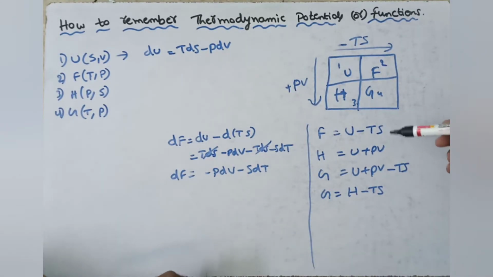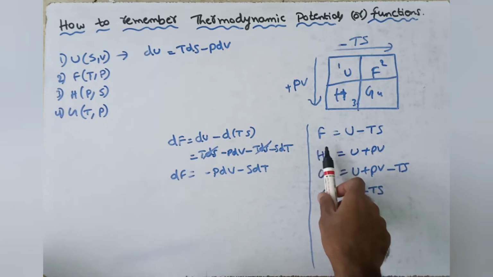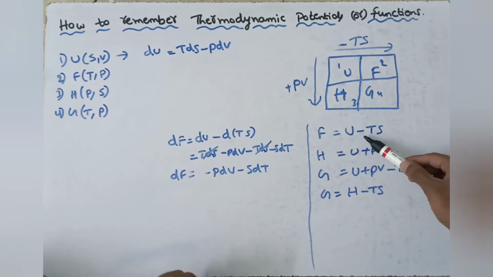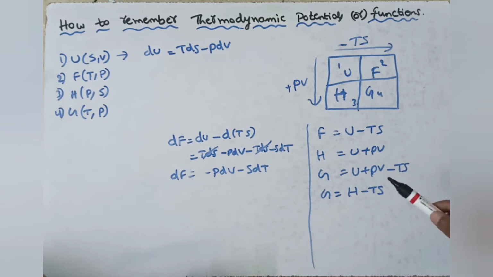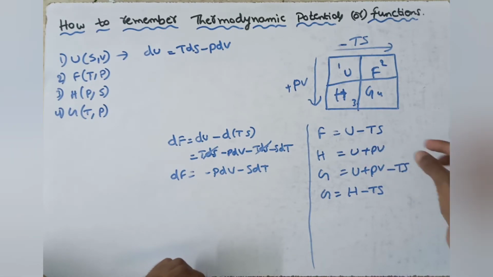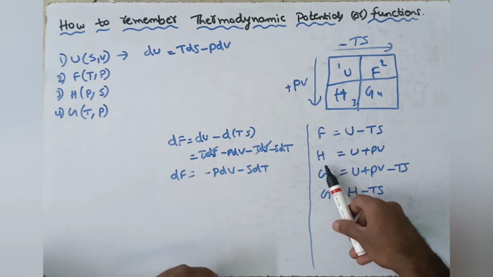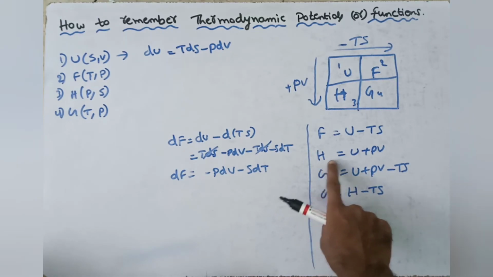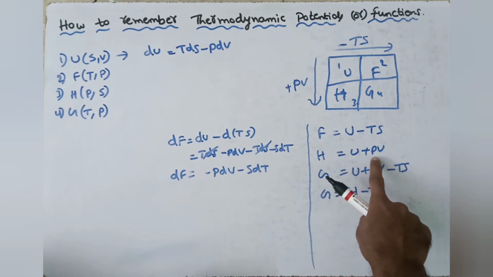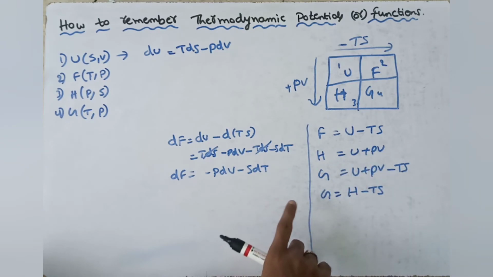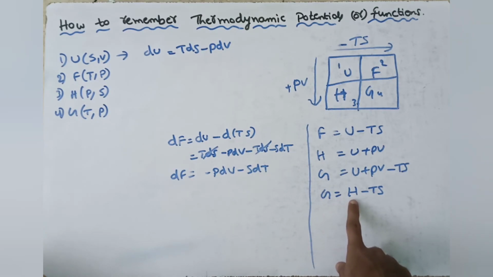We can also define these functions with this. Helmholtz function is equal to the internal energy minus absolute temperature into entropy, or we can say internal energy minus energy taken from the surroundings by heating. For the total heat function, the total heat of the system is equal to the internal energy plus pressure into volume, or we can say internal energy plus external work done. And Gibbs function is defined as the enthalpy minus absolute temperature into entropy.